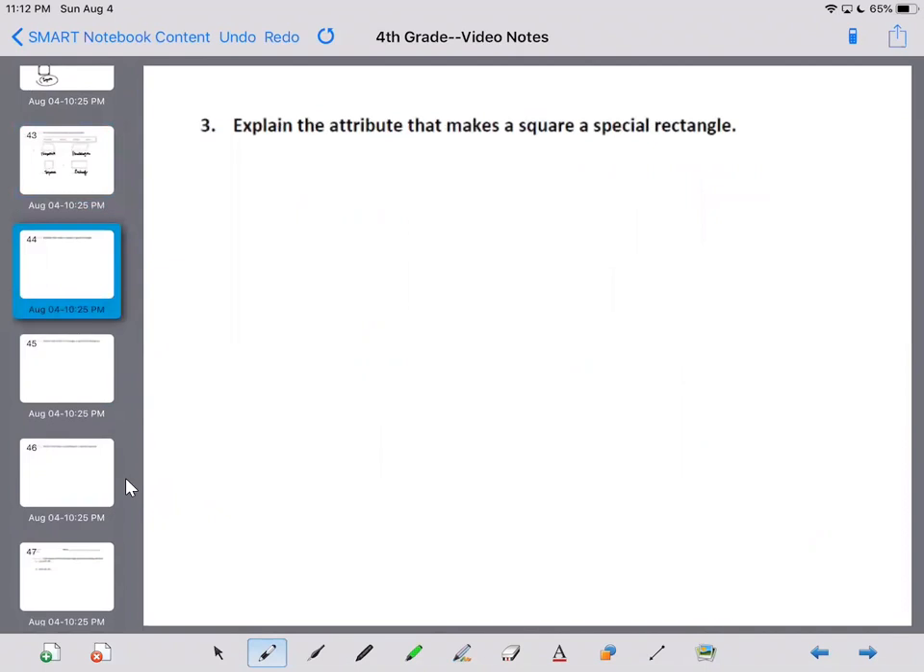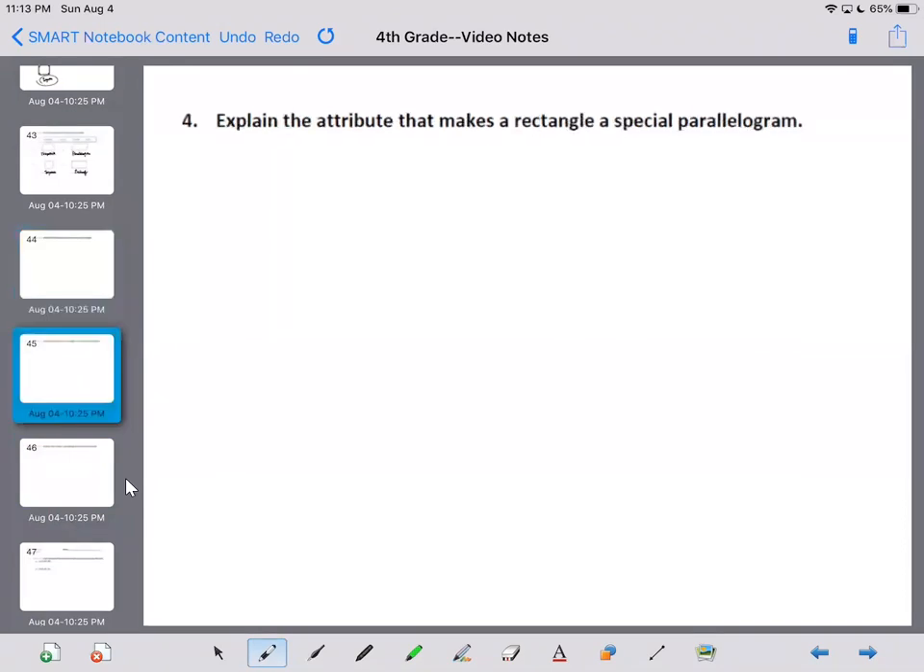Question 3 says, explain the attributes that make a square a special rectangle. So I'm just going to kind of speak some of the characteristics, and then you can write those in your notes, rewind the video if you need to. But a square is a special rectangle. Why? Because each of its sides are the same length, instead of just the opposite sides being the same length. So a square, like a rectangle, has 4 right angles. So those are some attributes that make the square a special rectangle.